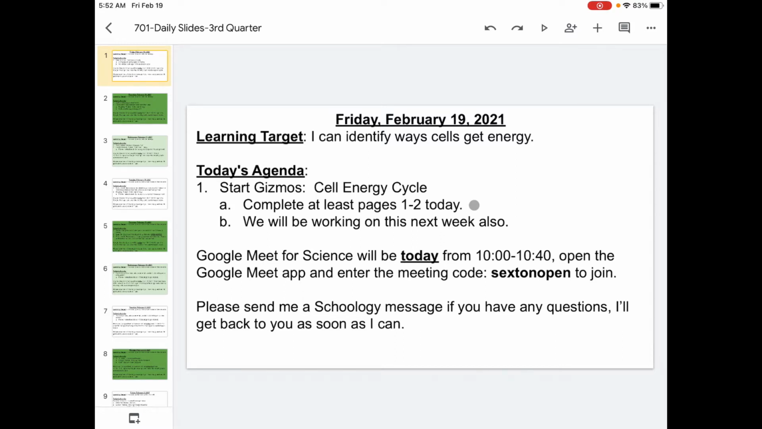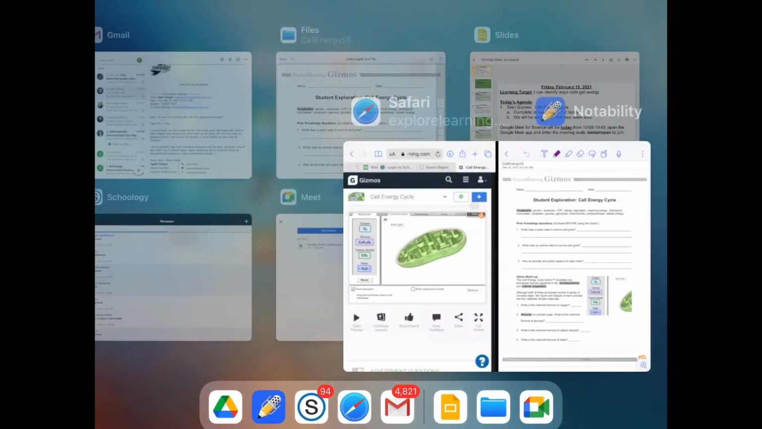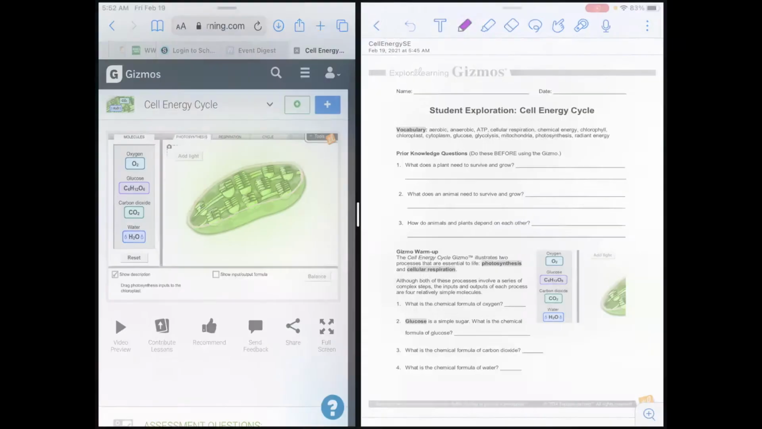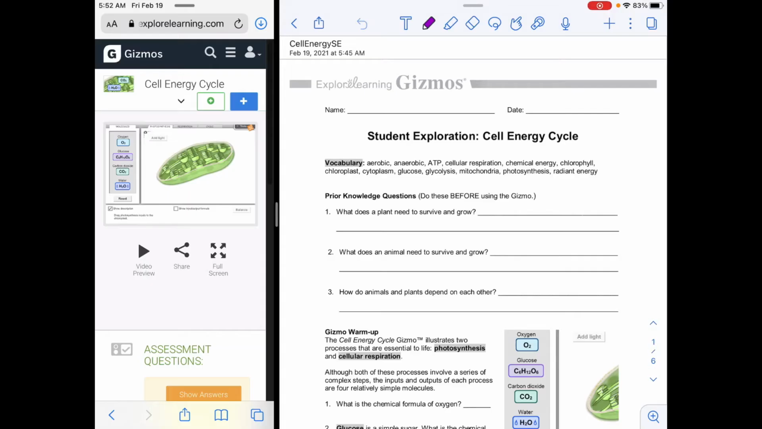So if we go over to Safari, I've got the Gizmos opened up here, and I've got the packet open in Notability here. I've got it split screen so I can see both of them. As always with the Gizmo, you're going to start with a couple of prior knowledge questions. These are questions that you should answer before you even start messing with the Gizmo. The first one says, what does a plant need to survive and grow?